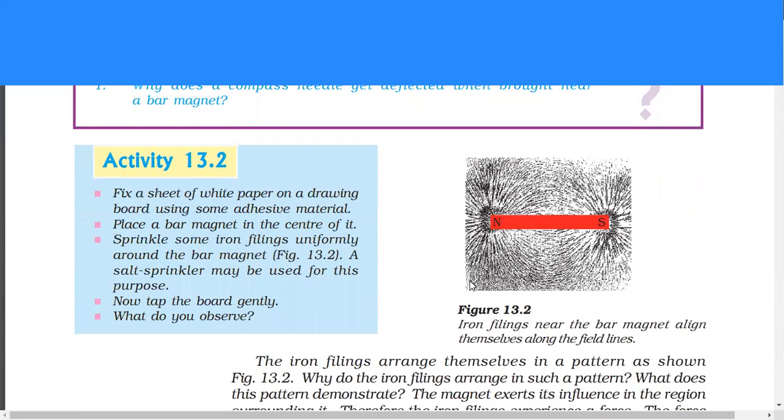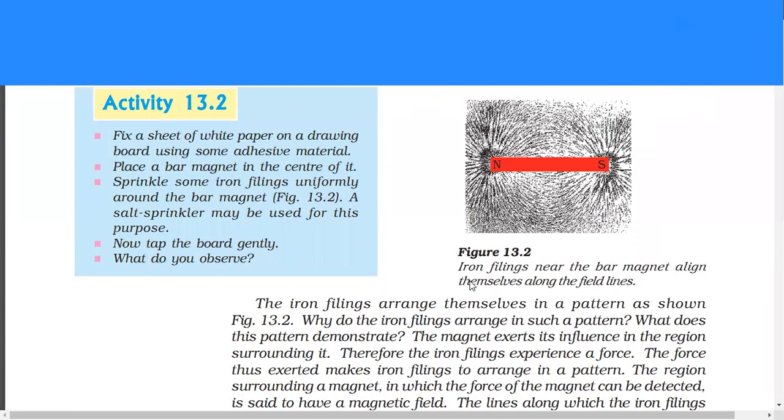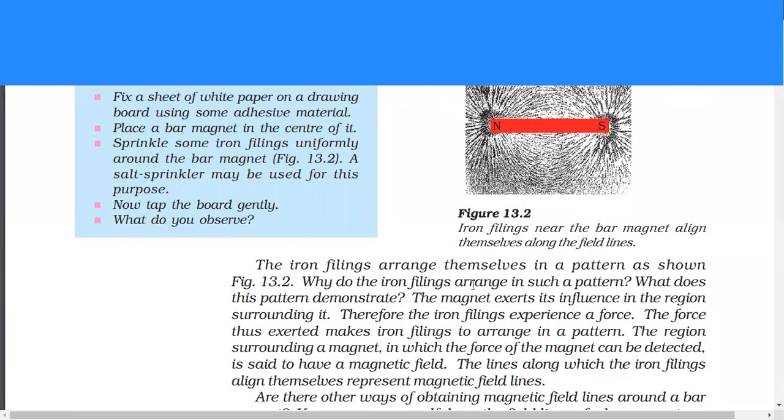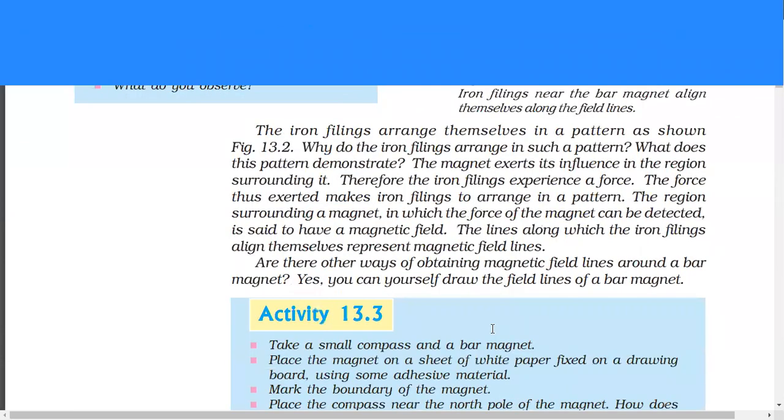Activity 13.2. Fix a sheet of white paper on a drawing board using some adhesive material. Place a bar magnet in the center of it. Sprinkle some iron filings uniformly around the bar magnet. A salt sprinkler may be used for this purpose. Now tap the board gently. What do you observe? The iron filings arrange themselves in a pattern as shown in figure 13.2. Why do the iron filings arrange in such a pattern? What does this pattern demonstrate?